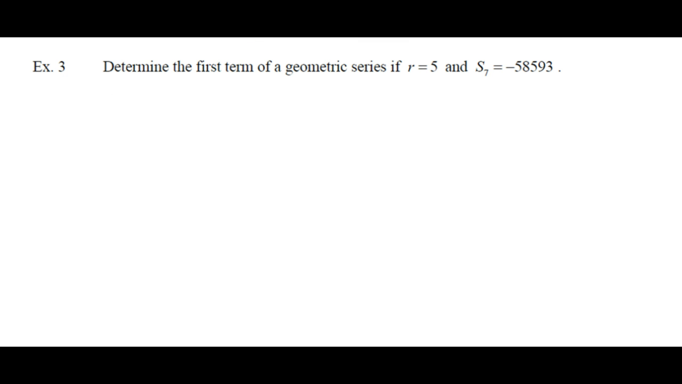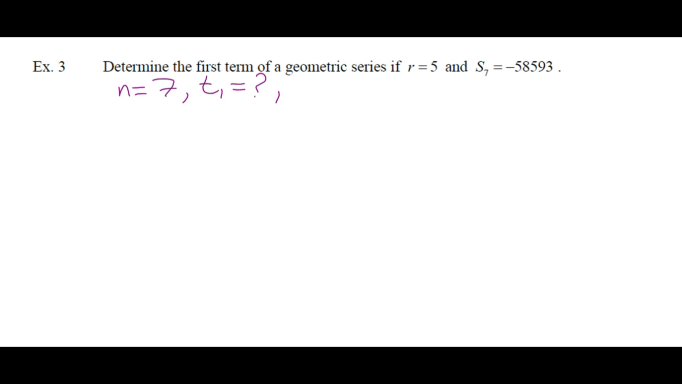All right, determine the first term of the geometric series if r is equal to 5 and s7 is negative 58593. So we know r, we know s7. So what else do we know then? We know that n is equal to 7, and that t1 is what we've got to find. We don't know t7. So we're asked to find t1.